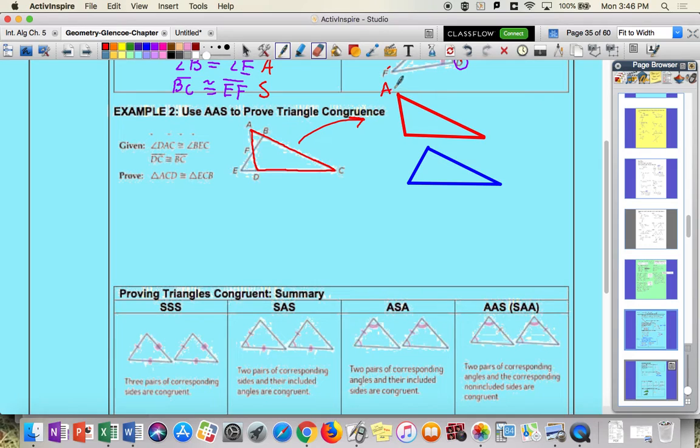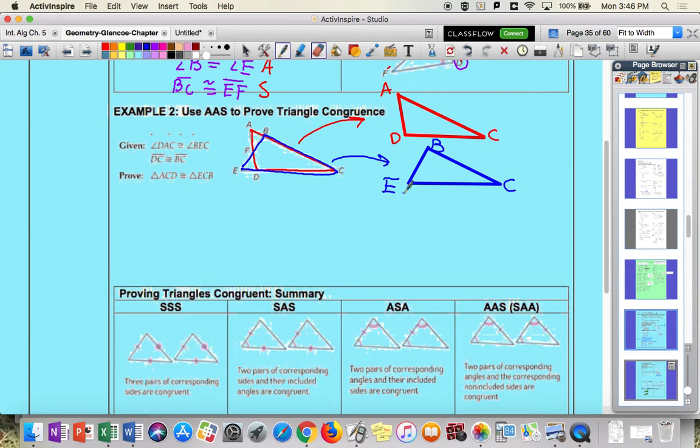and label it ACD. And we're going to show that that is congruent to triangle ECB. So ECB is this triangle right here. So I'd like you to also sketch that one out separately so we can keep track of it a little bit easier. And put the names of the vertices over there as well.